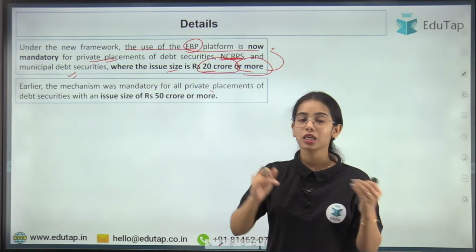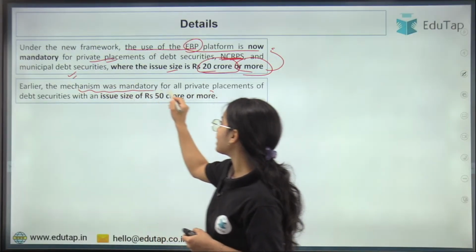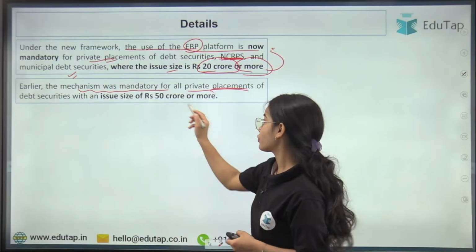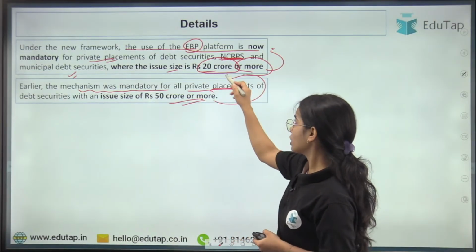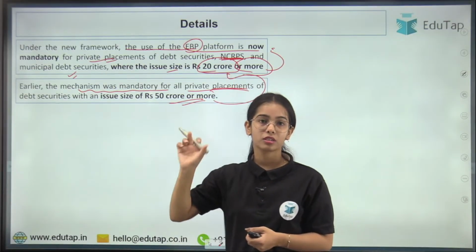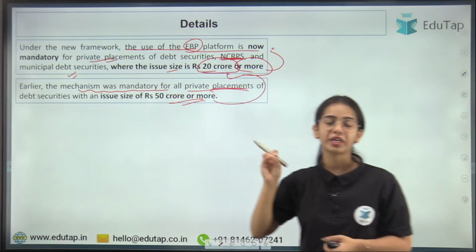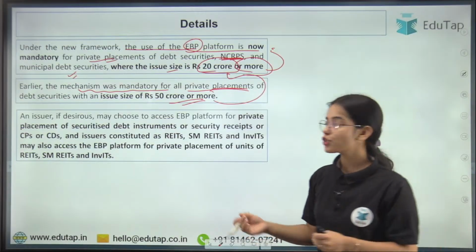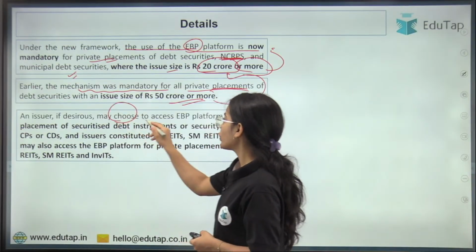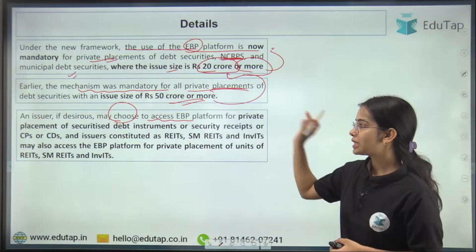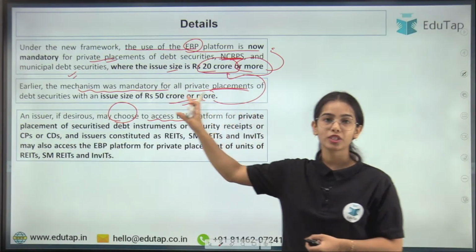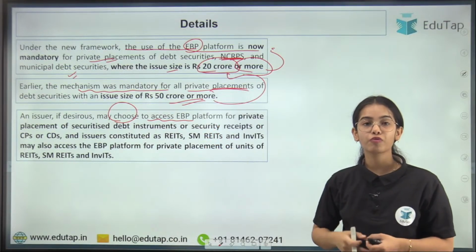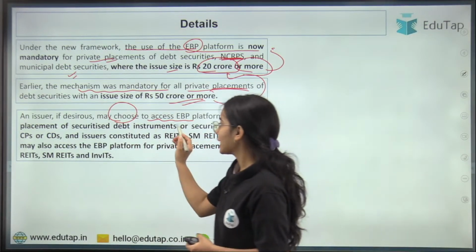Previously, the mechanism was mandatory for all private placement of debt securities with an issue size of rupees 50 crores or more. Now, the issue size has been reduced to 20 crore or more, to make it more transparent and such. An issuer, if desirous, may choose to access the EBP platform. This is not mandatory. This is on the choice of the issuer, for private placement of securitized debt instruments.